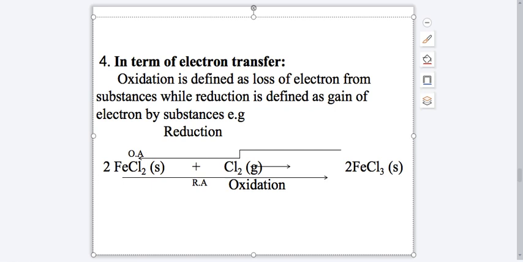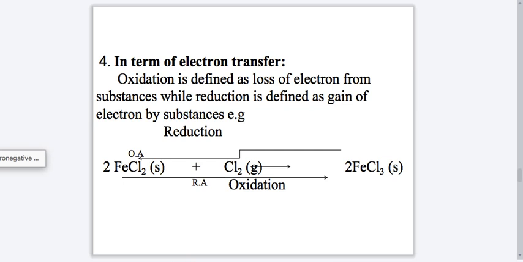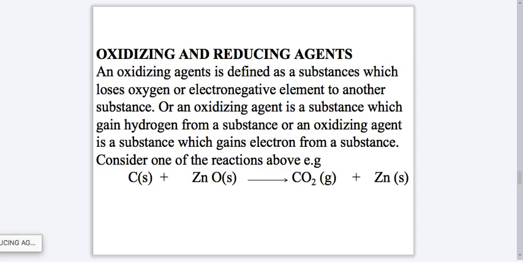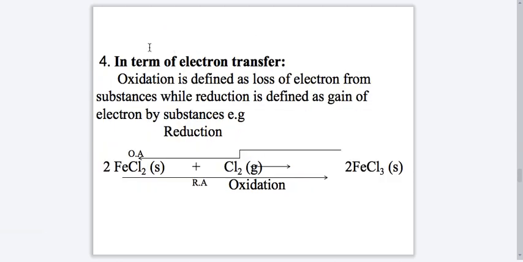That's another way of defining this. When there's an increase in oxidation number from 2 to 3, that's oxidized. The other way around, from 3 back to 2, that is reduction. So this is how you can define the last part of this. So let's stop there for now.